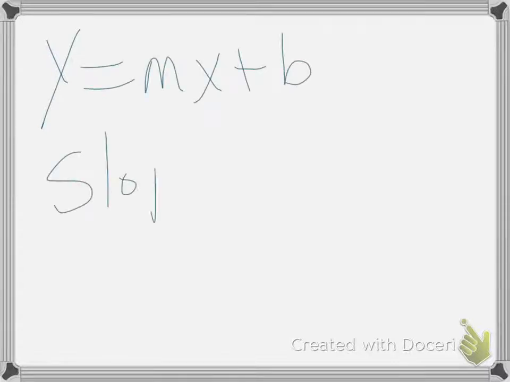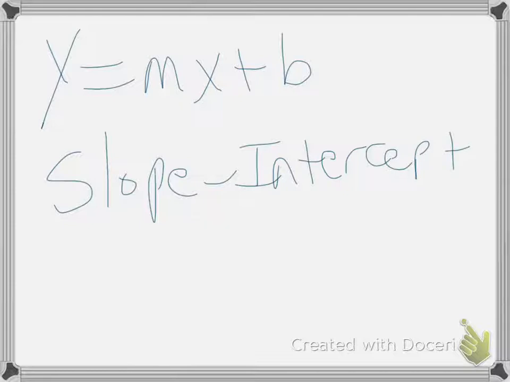Alright guys, in today's lesson, we did this one. Y equals mx plus b. This is called slope intercept. Today we're going to try something different. Or tomorrow.